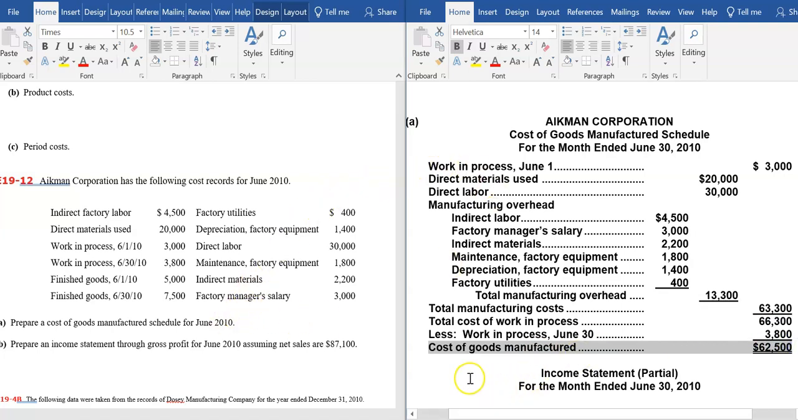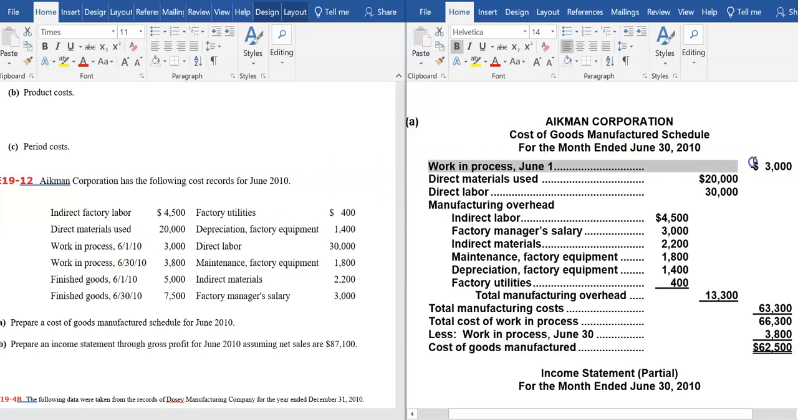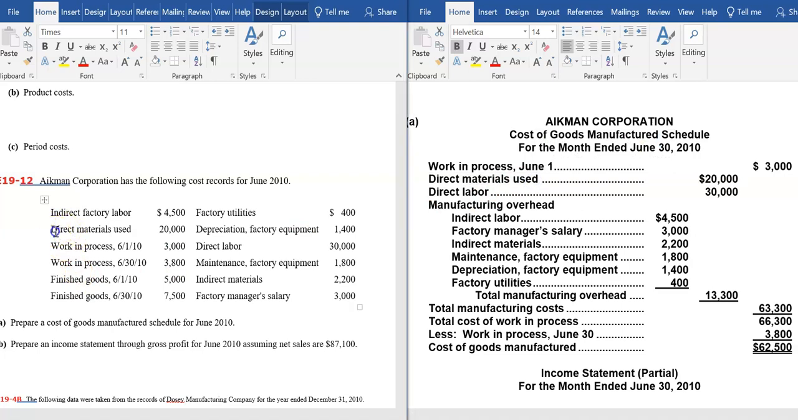Understanding the format is the most difficult part. Here we have all the information presented to us. Here is our beginning work in process account at the beginning of June. Beginning work in process of $3,000. The three costs we added to it or recorded into that account as we were manufacturing the inventory were the amount of direct materials used, $20,000.